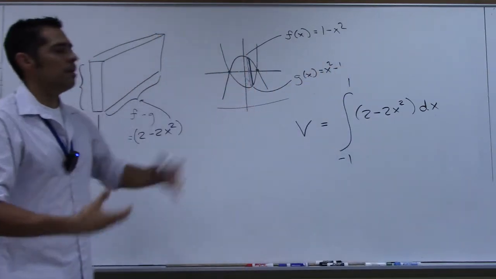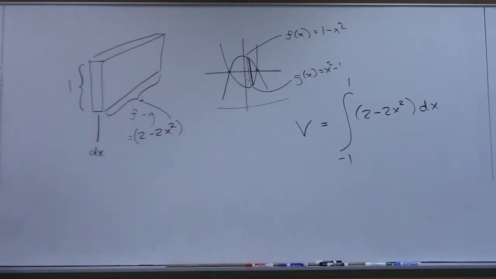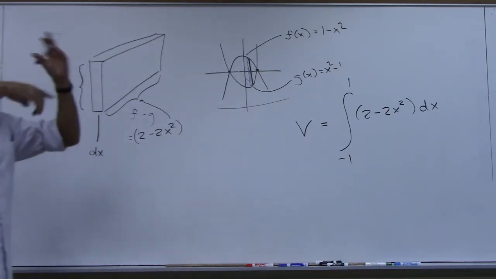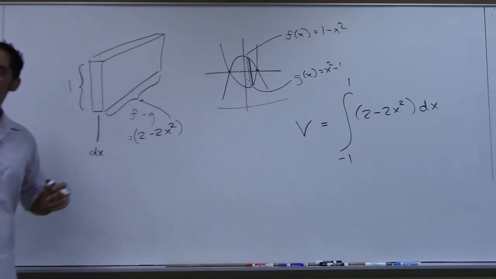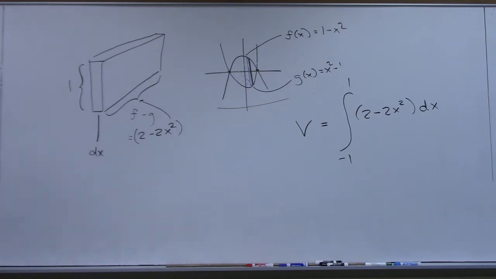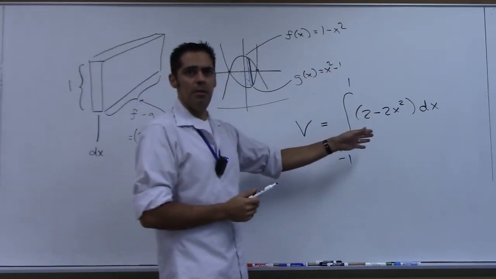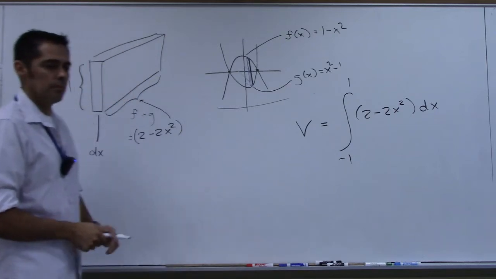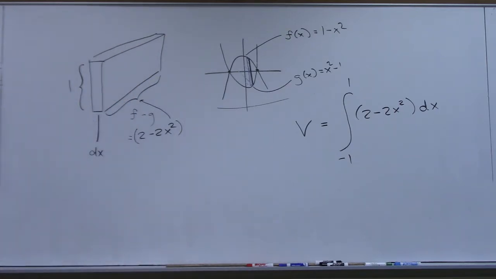So you see this formula, that's it. There's nothing more to do. There's no 2 pi in there. There's no pi r squared. We're not doing a washer. We're not doing a disk. We're not doing a shell. We're coming up with a formula for one slice, and we're adding them all up. That would be pretty easy to evaluate, wouldn't it? Any questions?